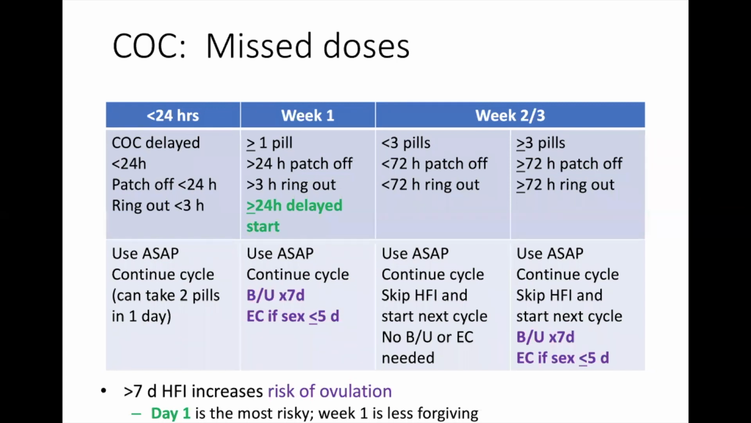If they were out for more than 72 hours or you missed 3 pills, then use it ASAP, continue the cycle, skip the free interval and start the next cycle with backup for 7 days and emergency contraception if sex happened in less than 5 days. Okay? Any questions about the missed contraception, the combined? Okay, so we will continue.